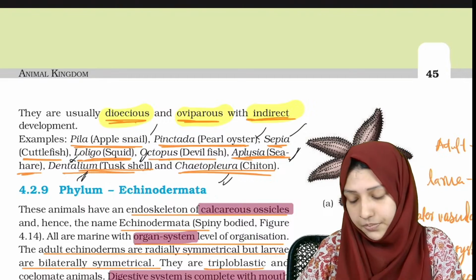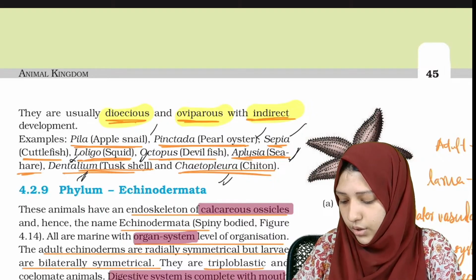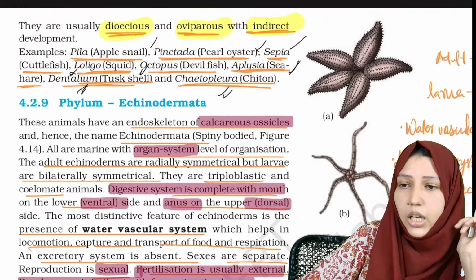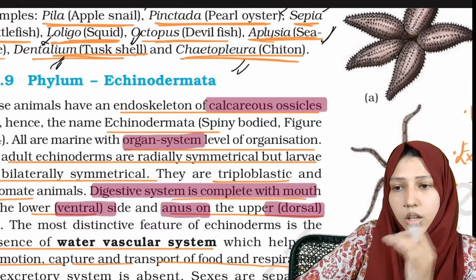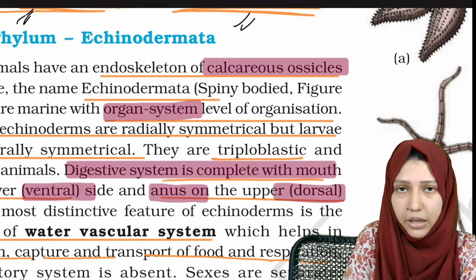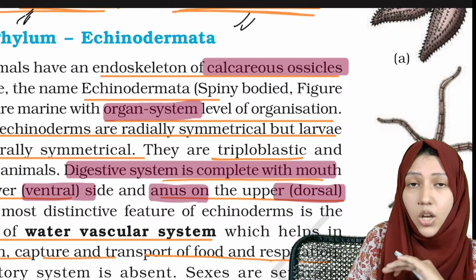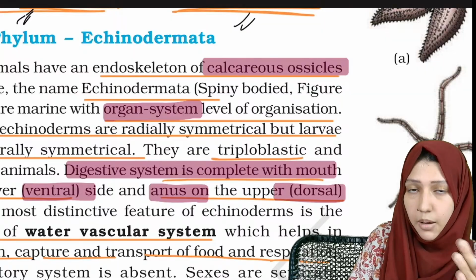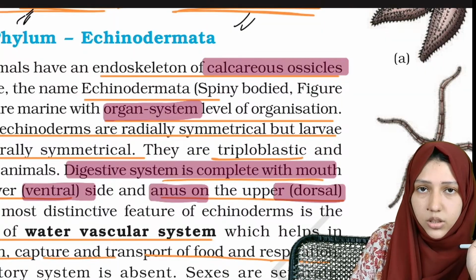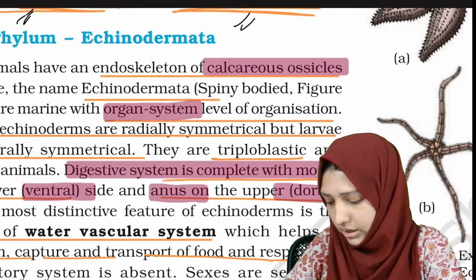Clear? Now going into phylum Echinodermata. Phylum Echinodermata have calcareous ossicles. Phylum Mollusca had a calcareous shell, but these organisms have calcareous ossicles. Clear? Calcareous ossicles.